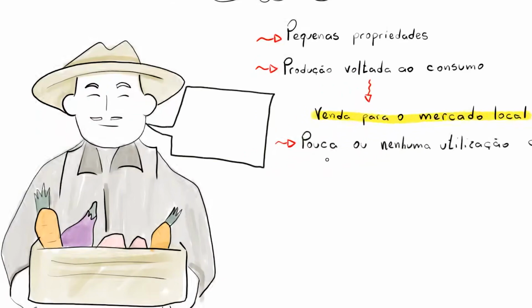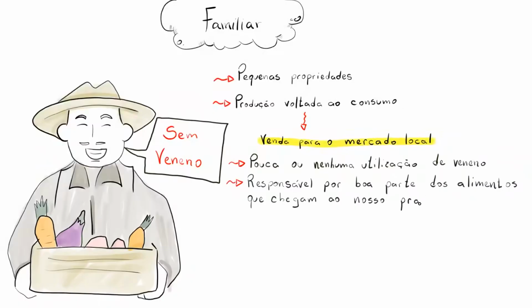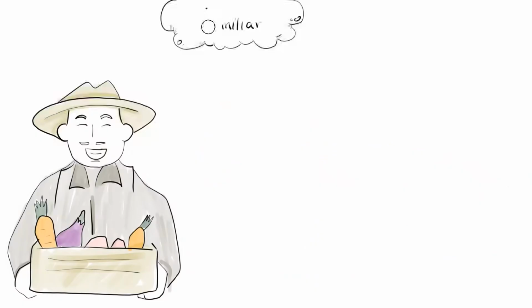So production is mainly geared toward organic products. And an interesting fact about family farming is that it is one of the main sources of the food that actually ends up on our plates, right? Like leafy greens, various vegetables, and organic rice is another major highlight. And the MST, the Landless Workers Movement, is the main producer of organic rice here in our country.